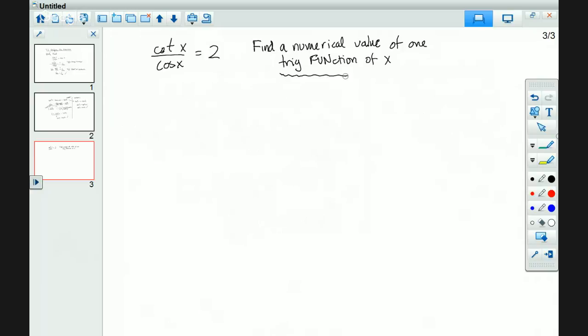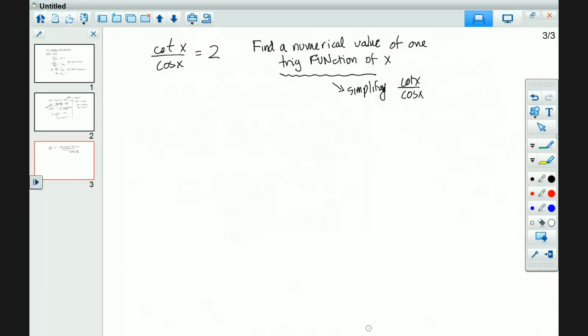This means simplify cotangent x over cosine x. That's what that means. Okay, very mathish, nice English, right? So can we simplify that? Don't mess with the 2. Just leave it alone.